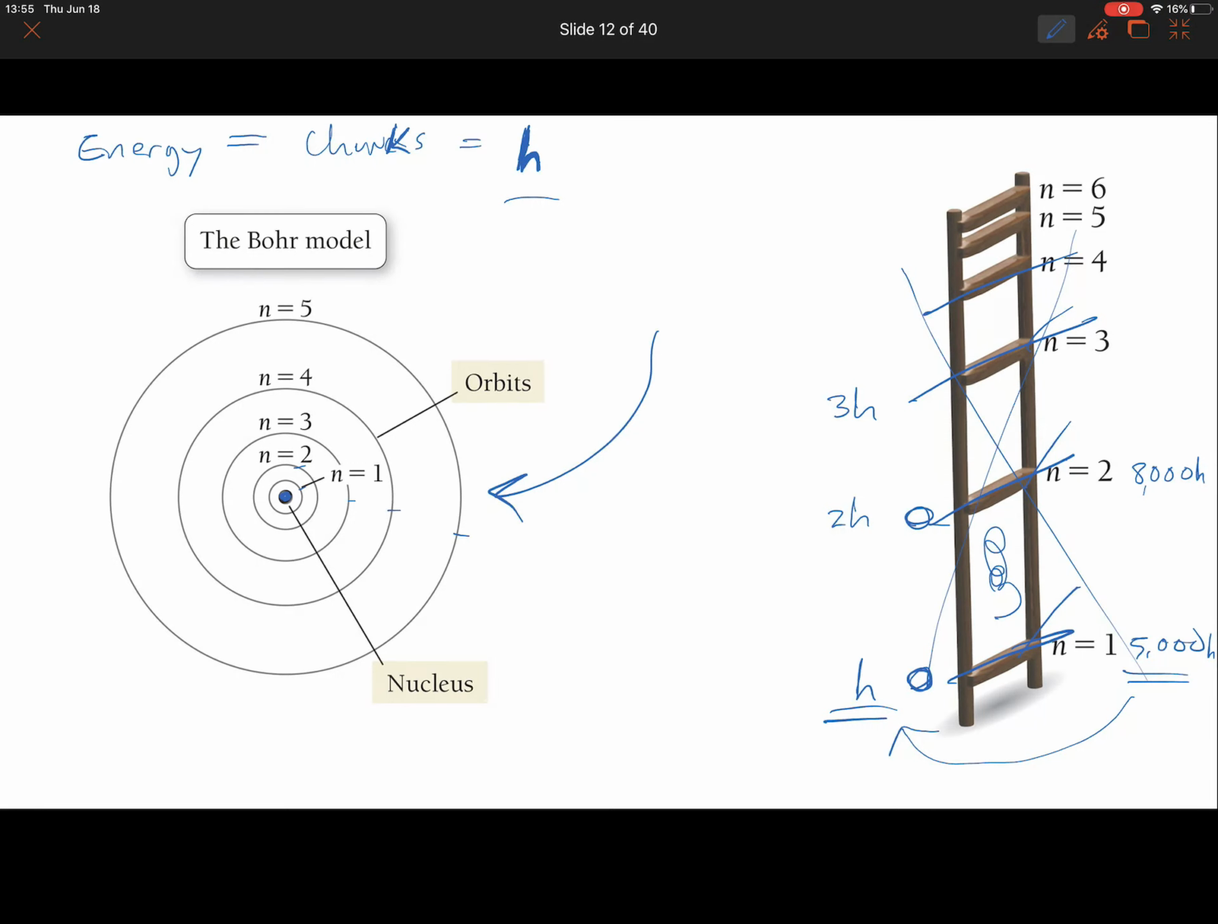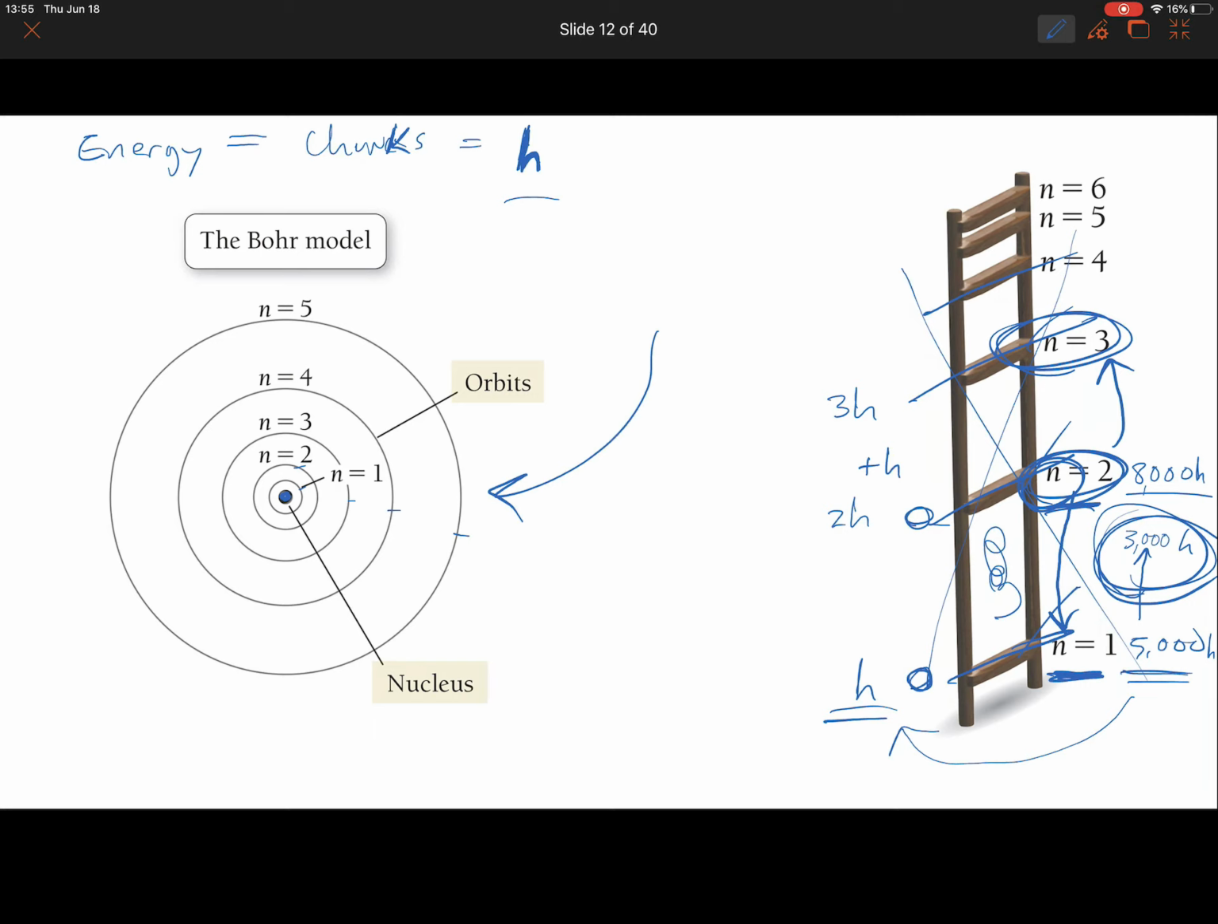If you were to move from, let's say, energy level 2 to energy level 3, you would have to gain that energy. It would require, in this example, adding another H. Or, if you wanted to go from n equals 1 to n equals 2, in this example of 5,000 and 8,000, we need to gain 3,000 H's to move from n equals 1 to n equals 2, or we need to lose 3,000 if we're going to go from 2 to 1. And those bits of energy would be given off in chunks. They would be just absorbed or kicked out, right?